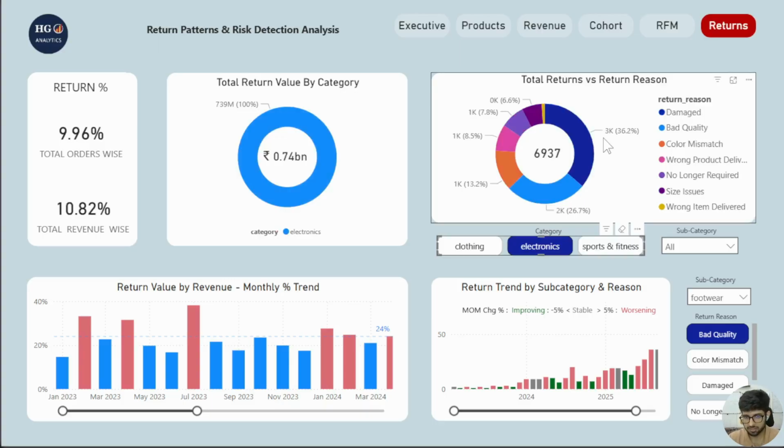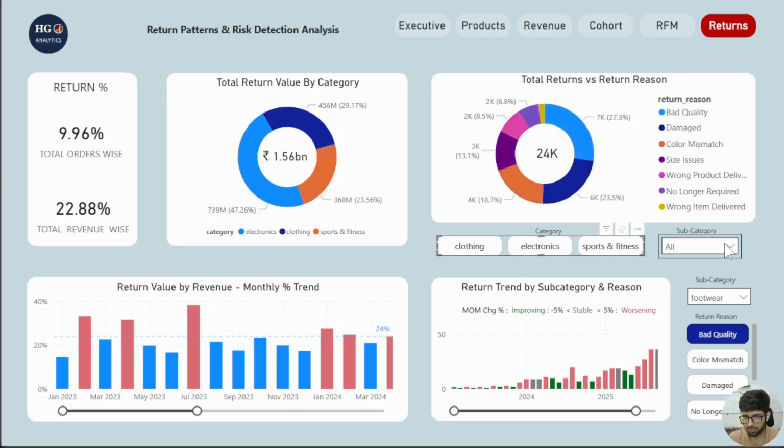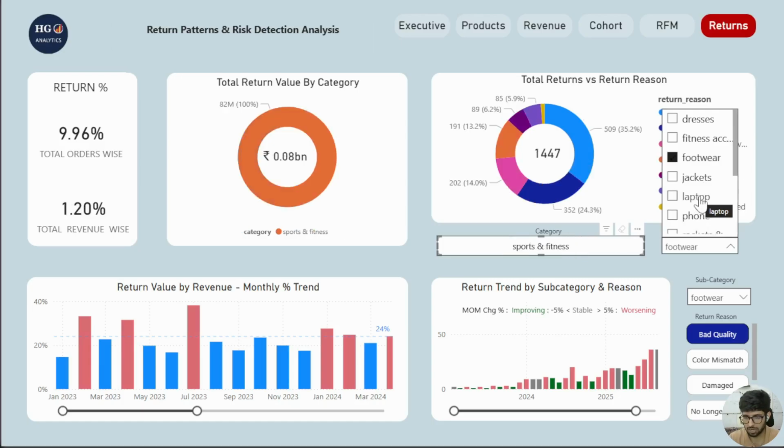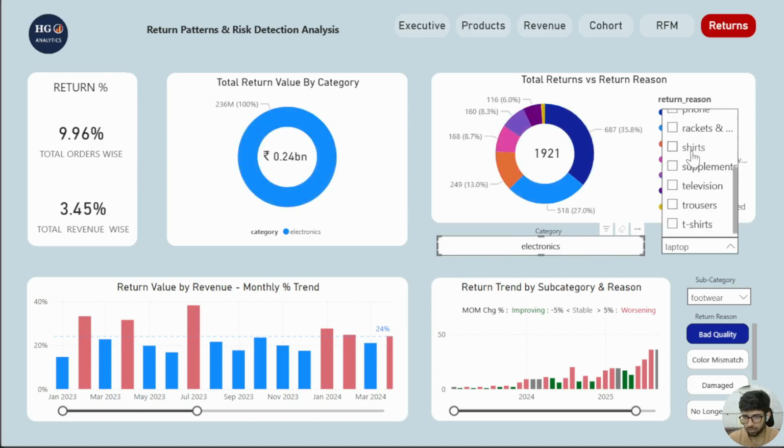Electronics has the least, so people are keeping their electronics. Anyways, you can see the division here. For electronics, color mismatch is less and damage is high. In clothing, color mismatch is high and size issues are high. And if you want to go subcategory wise, you can do that as well, for laptops, footwear, shirts, t-shirts, etc.